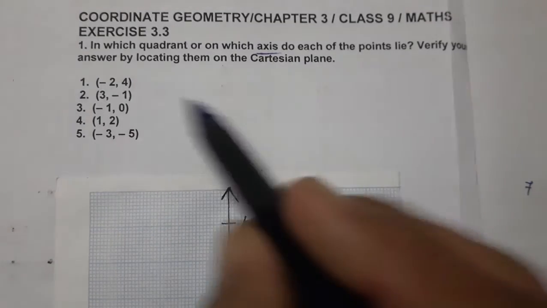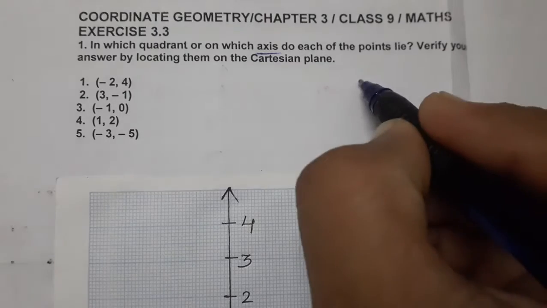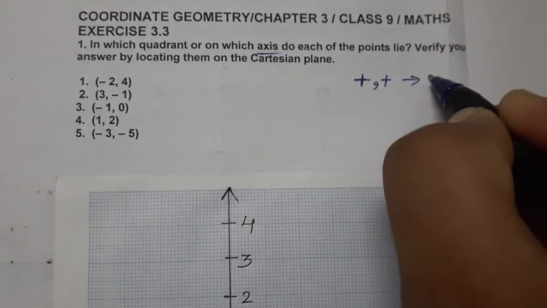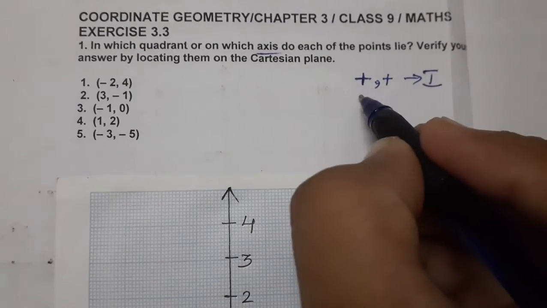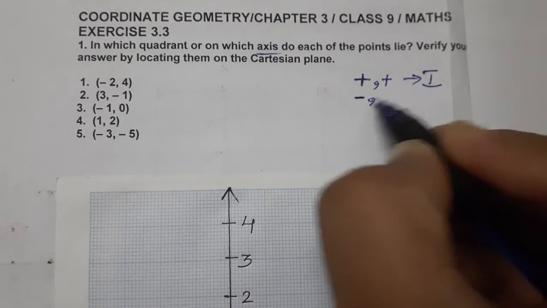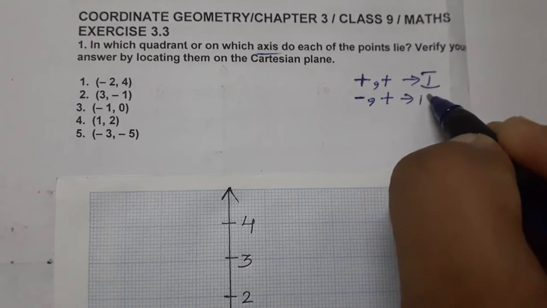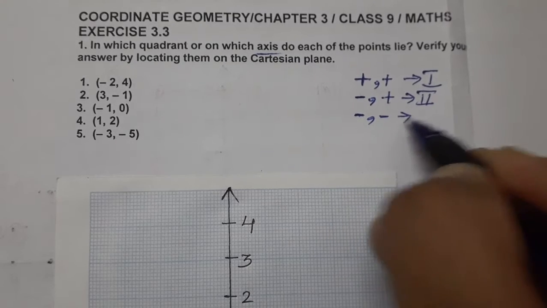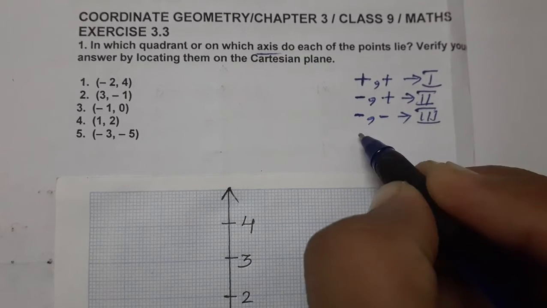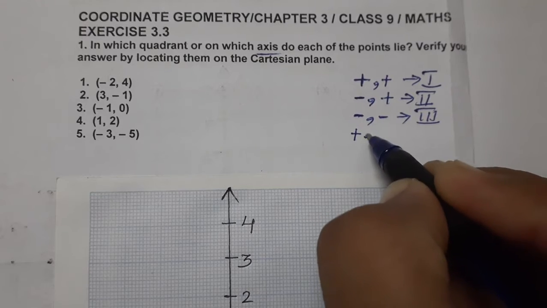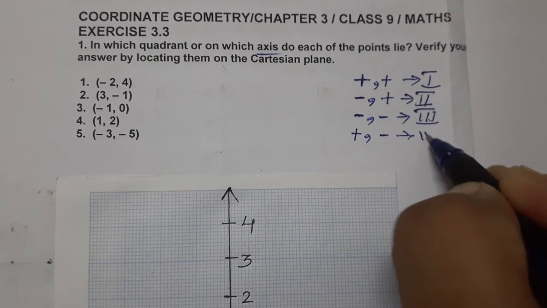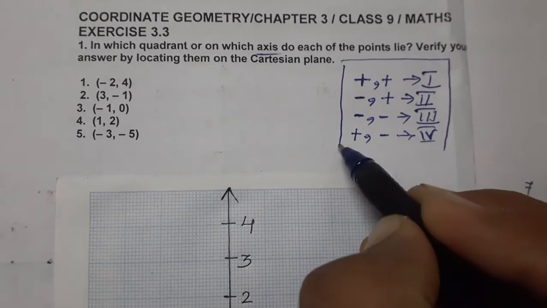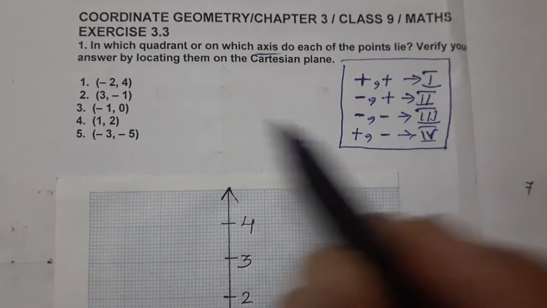Also we locate. Now, we know children, if both are positive, then it lies on the first quadrant. If x is negative and y is positive, then second quadrant. If both are negatives, then it is the third quadrant. And if x is positive and y is negative, then it lies on the fourth quadrant. So these are the rules that we have studied earlier. Now, according to these rules, let's do this one.